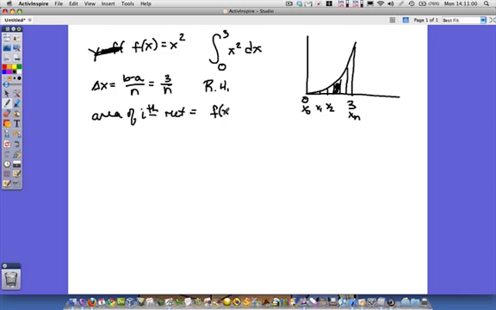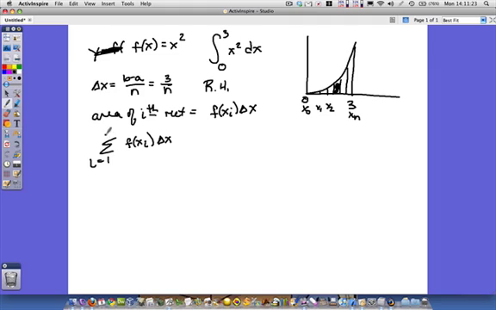So that's going to be our height times our width. And if we did the left-hand rule, this would be x of i minus 1 instead. So there we go, there's the area of our ith rectangle. All we're going to do is add up all of our rectangle areas.